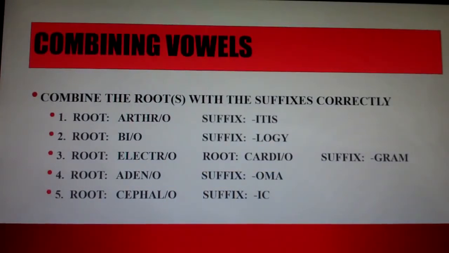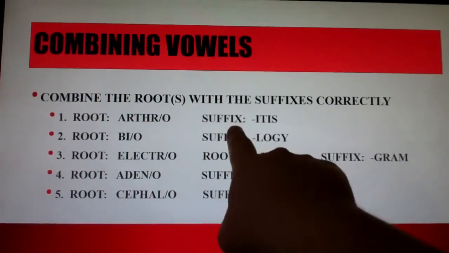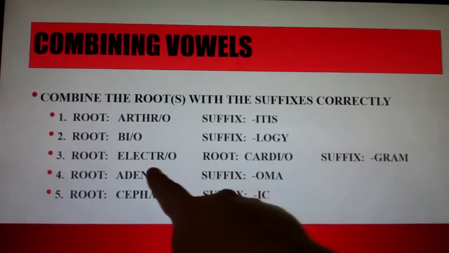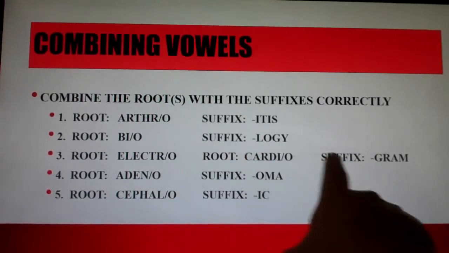Combining vowels. Combine the roots with the suffixes correctly. With each one, how would you combine the root arthro with the suffix itis? Number 3 is a lot more complicated because we're going to have two roots with a suffix.